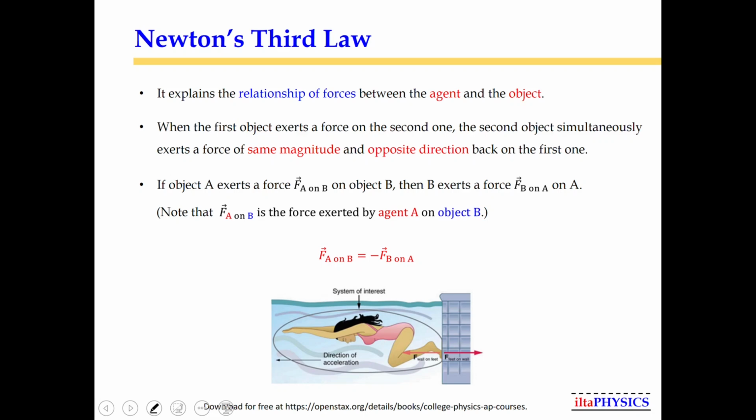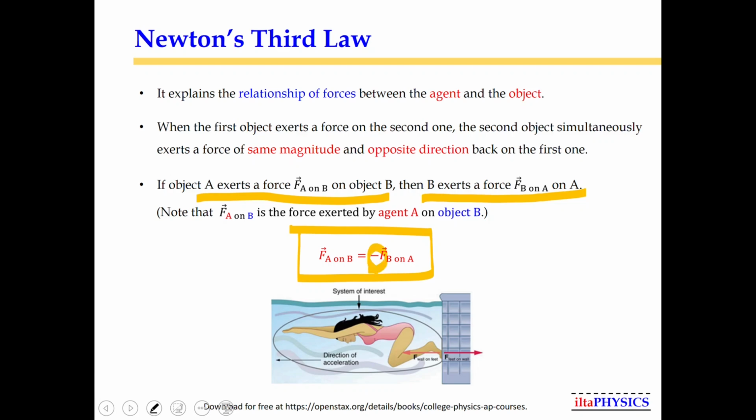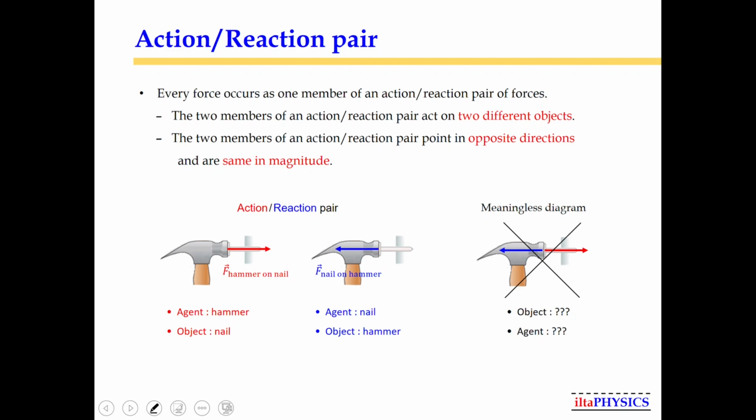In physics notation, if object A exerts a force on object B, we write that as F sub A on B. In this case, A is an agent and B is an object. Then object B exerts an equal and opposite force, F sub B on A, back on A. Since the forces are in opposite directions, we can write this mathematically as F sub A on B equals minus F sub B on A. Newton's third law is also known as the action-reaction law. It means that every force exists as part of a pair, an action and a reaction.